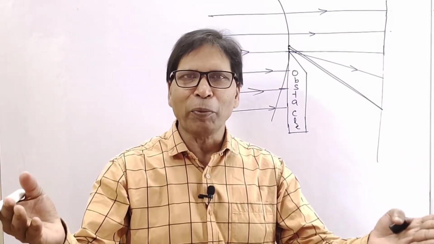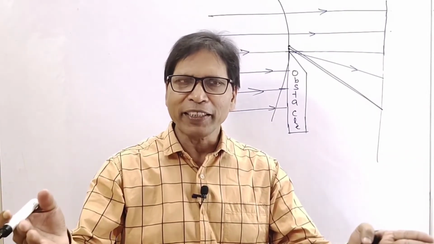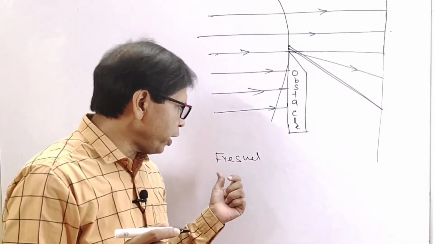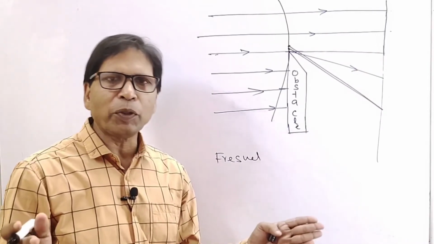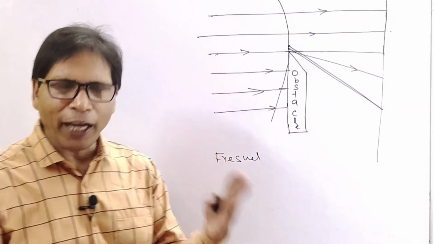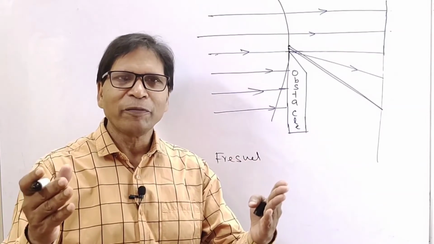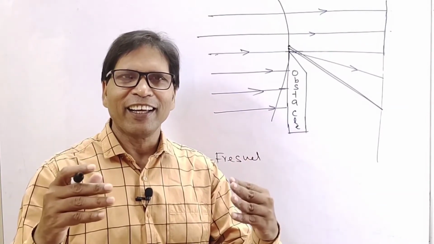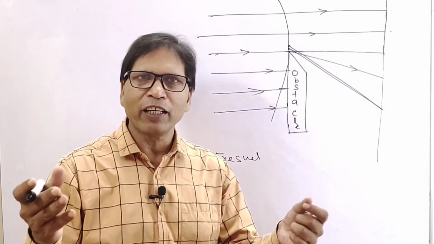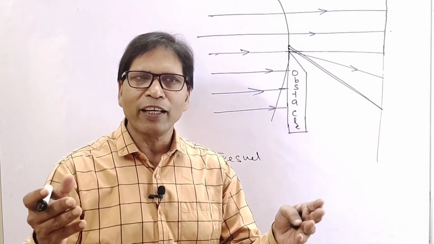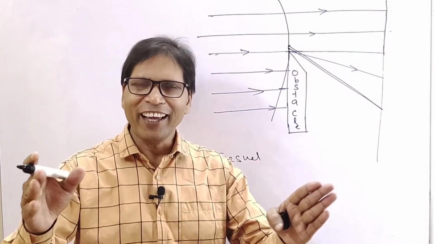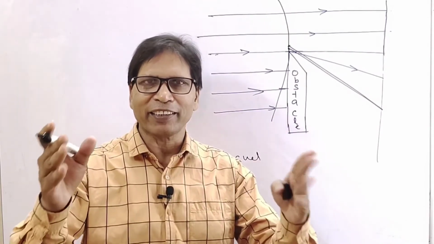Now there are two types of diffraction, Fresnel's diffraction and Fraunhofer diffraction. In Fresnel's diffraction, the distance between source and obstacle or source and screen is finite. So the incident wavefront may be plane or cylindrical. And in Fraunhofer diffraction, the distance between source and screen or source and obstacle is infinity. So the incident wavefront must be plane.